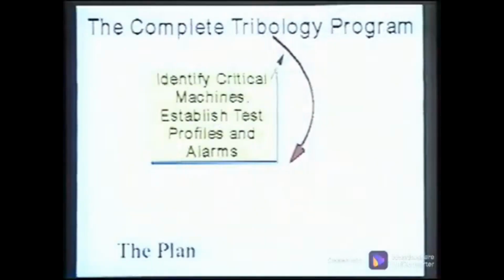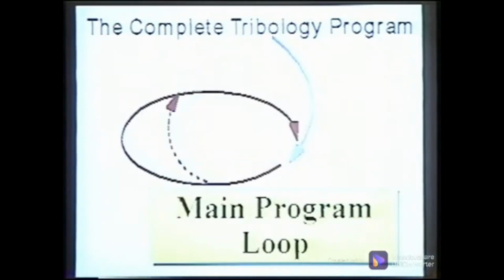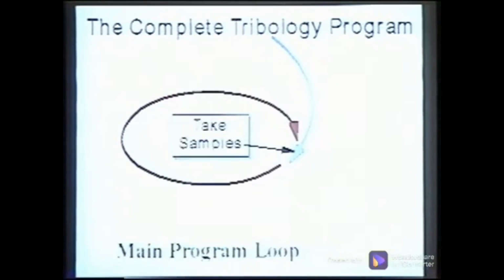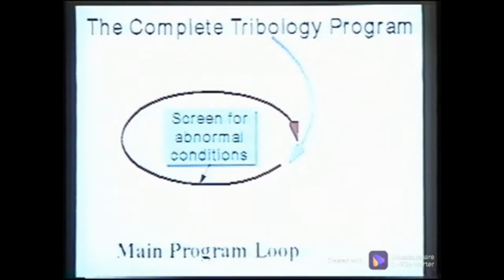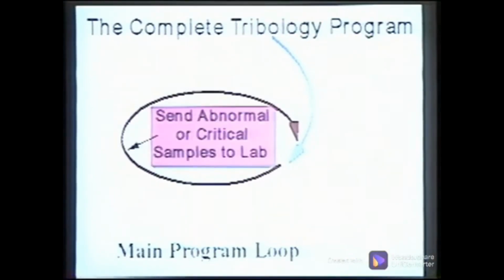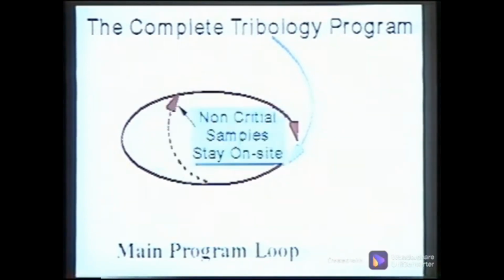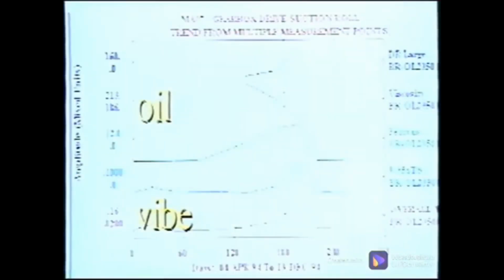Earlier we showed the oil analysis loop and pointed out the need for a plan before any benefits can be realized from a complete tribology program. The plan must identify the critical machine, the profiles, and the alarms, along with a goal of desired results and a training program to qualify all personnel involved. The main program loop samples at regular intervals, screening them for abnormal conditions, and sends the abnormal samples to an off-site lab for further analysis, while OK samples are stored on-site, with the data stored in a database for comparison and trending with other predictive maintenance technologies.